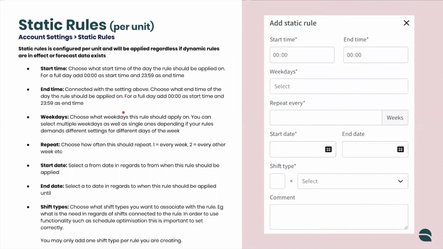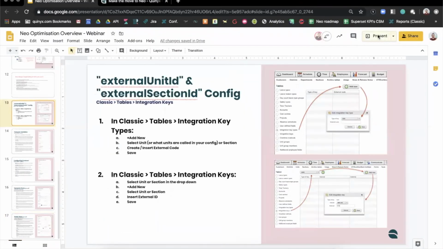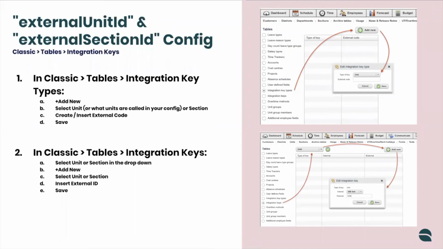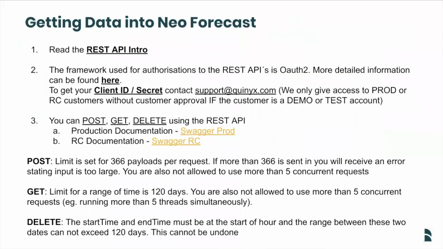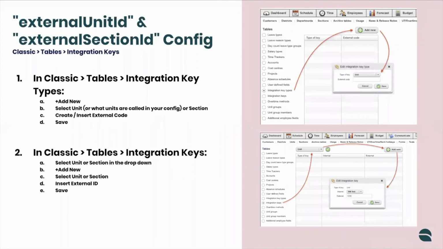So there is a bit of setup that needs to be done within Classic, and that is setting up the IDs for your units or for your sections. So just as a quick recap, when we're talking about posting data to Neo, we need to know the IDs for the variables, of course, but also then which store or which unit that data will be going to.